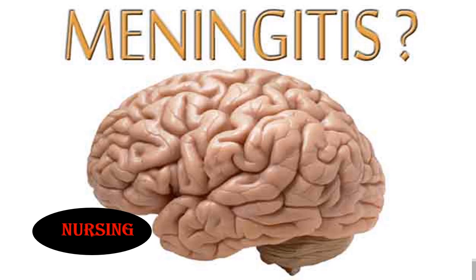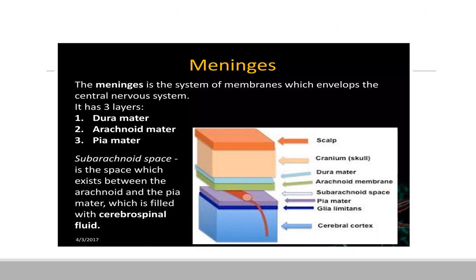Today we are going to discuss a med-surg condition, that is meningitis, which is an important but simple condition. Before going to the topic, we have to discuss the meninges. Okay, what are meninges? Meninges is simply the outer layer of the brain. The layer which is covering the brain, that is meninges.